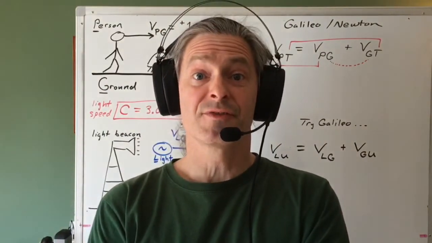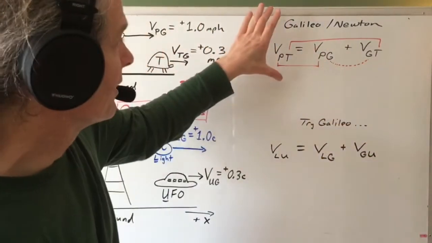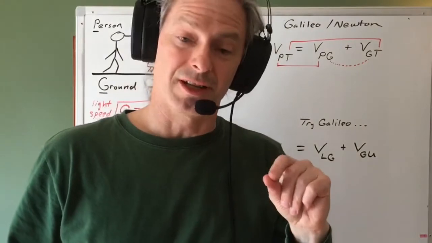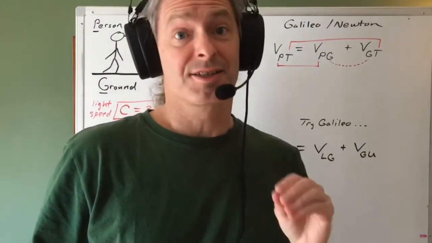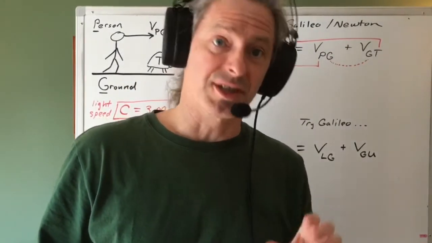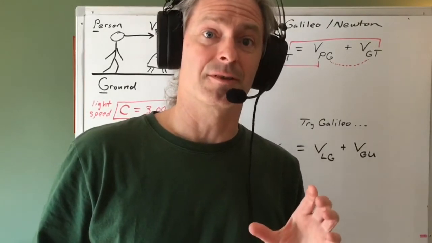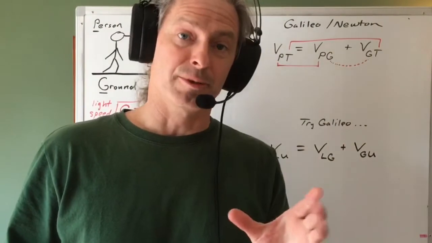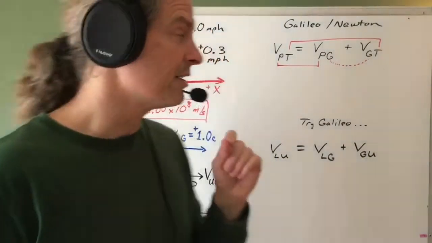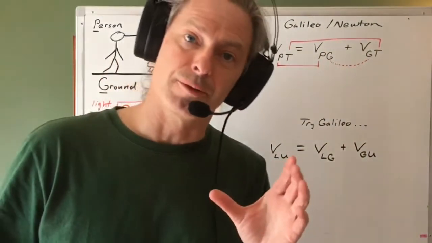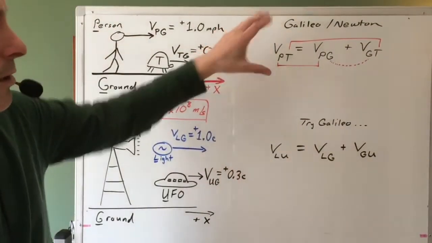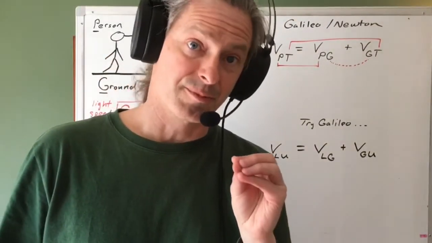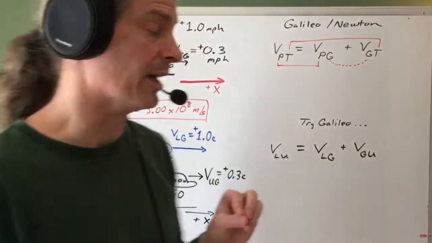Hi everybody, in this video I want to show how the Galileo formulation of relative velocity violates Einstein's second postulate of relativity, which says that the speed of light is the same for all observers. I'll then go on to introduce the Einstein formula for relative velocity, and then finally at the end of the video I'll show how the Einstein formula reduces to the Galileo formula in the case of speeds that are slow compared to the speed of light.